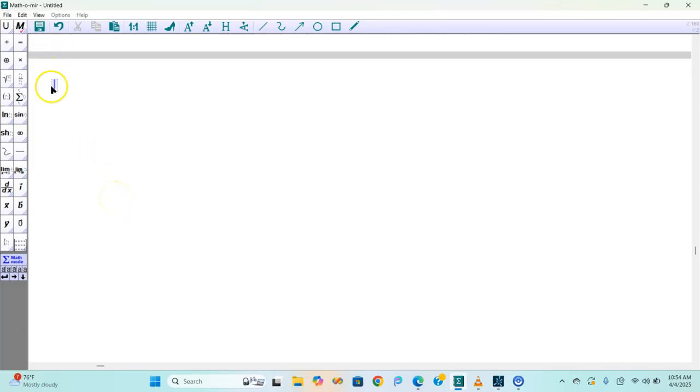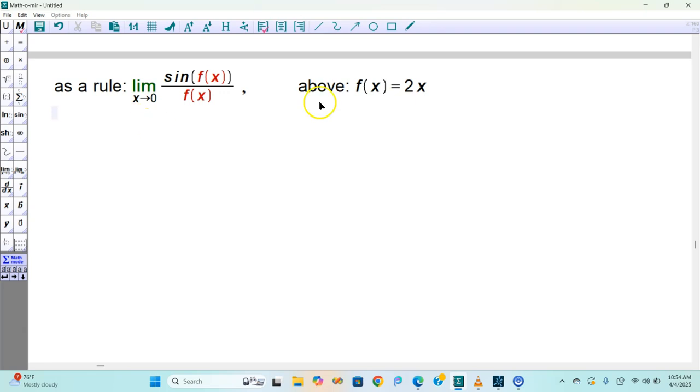So in general, the rule is you have the limit as x goes to 0 of sine of some function, divided by the same function on the bottom. Like above, in one of the examples f of x was equal to 2x, and in the other f of x was equal to 4x, and so on. These pieces have to match. They have to look identical to the eye. Then you can say the limit as x goes to 0 of sine of f of x divided by f of x is equal to 1.